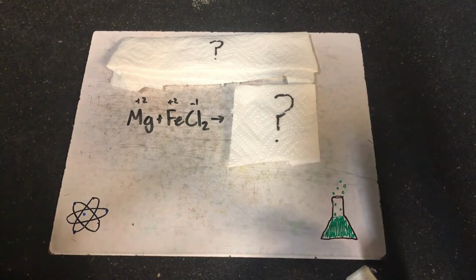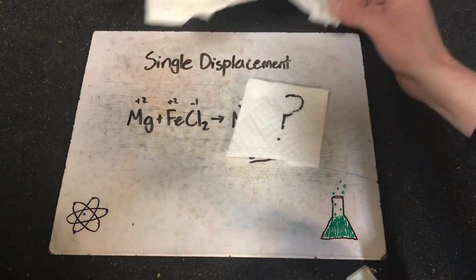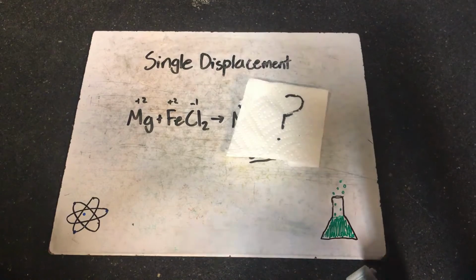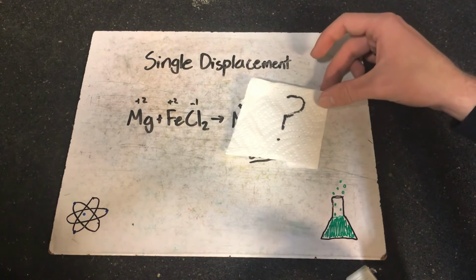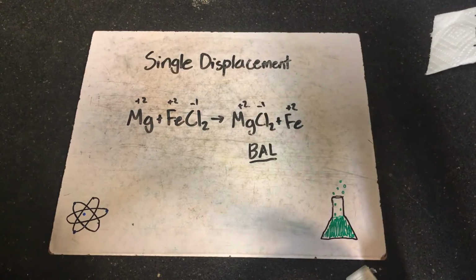For this one, our reactants are Mg plus FeCl2. You can tell that this is single displacement because it has one compound and one element. After identifying single displacement and labeling your charges, you can see that Mg can only swap with Fe. The equation then becomes Mg plus FeCl2, which yields MgCl2 plus Fe.